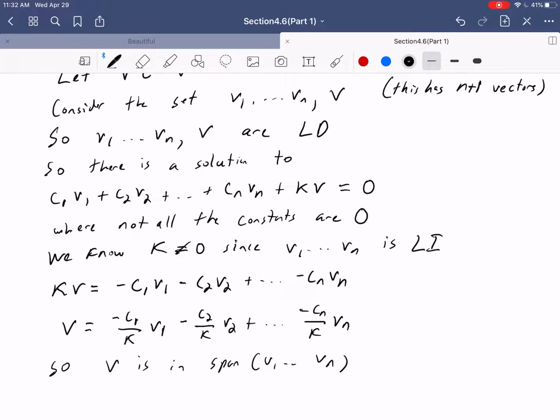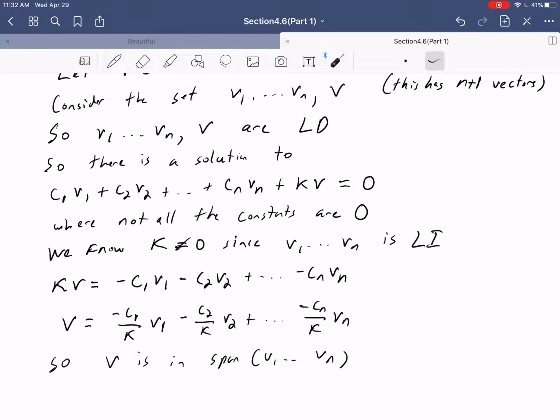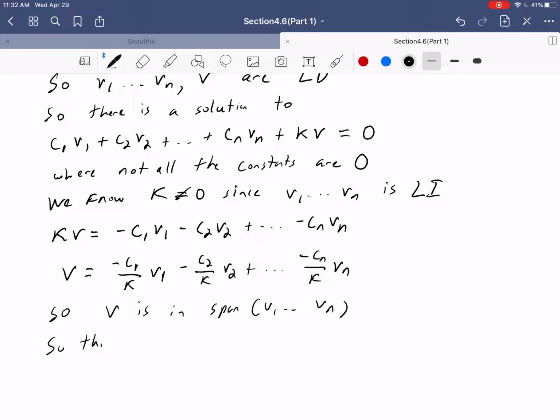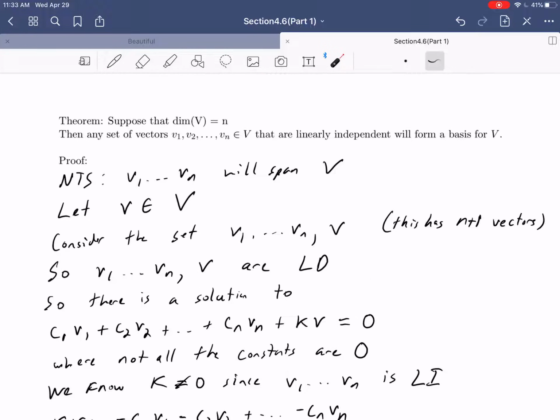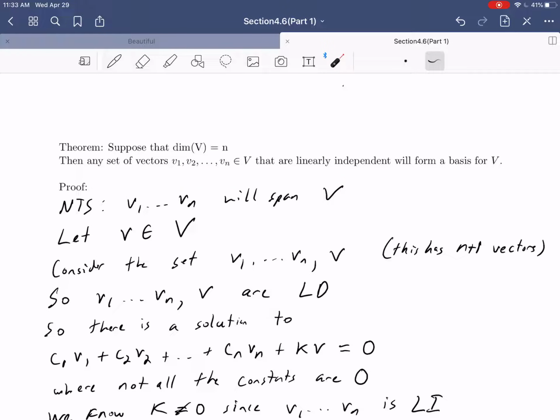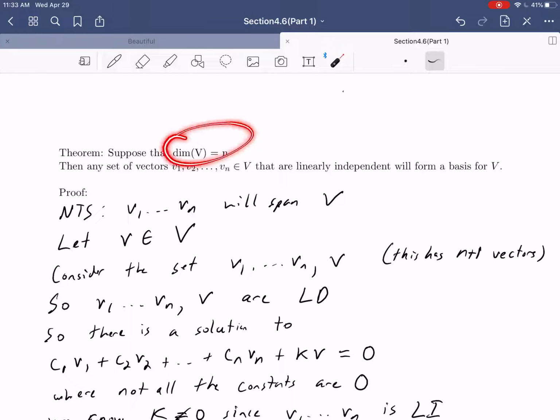And remember, V was just some arbitrary vector in the vector space V. So this tells us V1 through Vn spans the entire vector space V. By assumption, V1 through Vn is already linearly independent. That means it automatically forms a basis. All right, so we did it. So we showed that if you know the dimension is n, then if you have a set of n vectors that are linearly independent, they automatically will form a basis. We're now going to show a very similar statement regarding the span and how that implies linear independence.